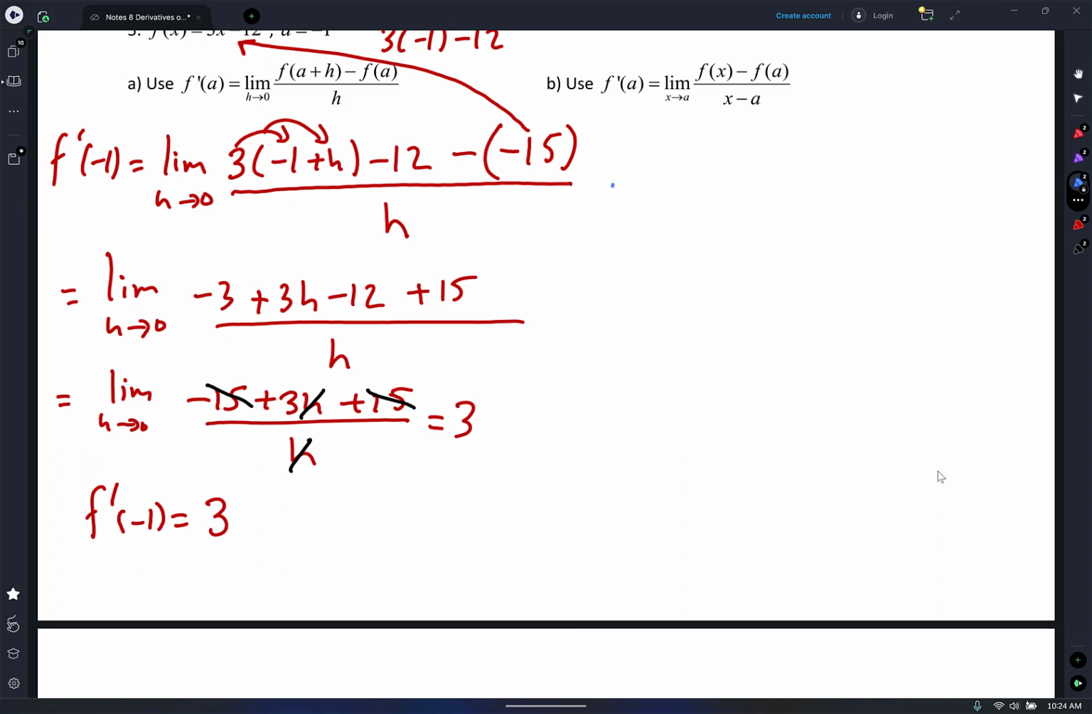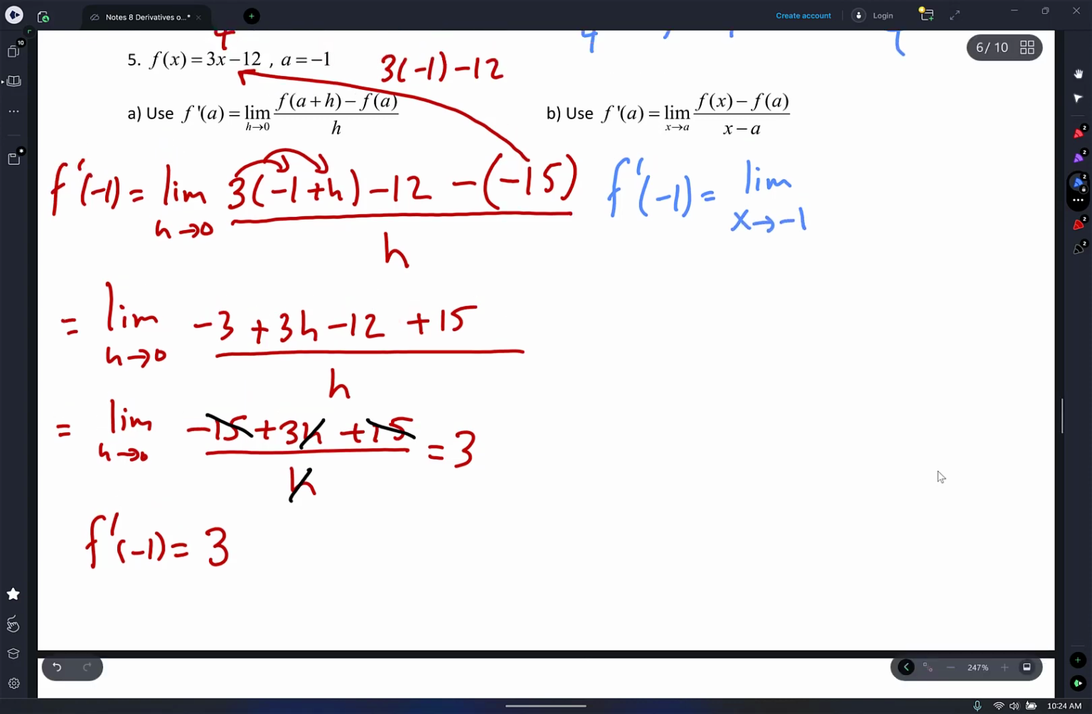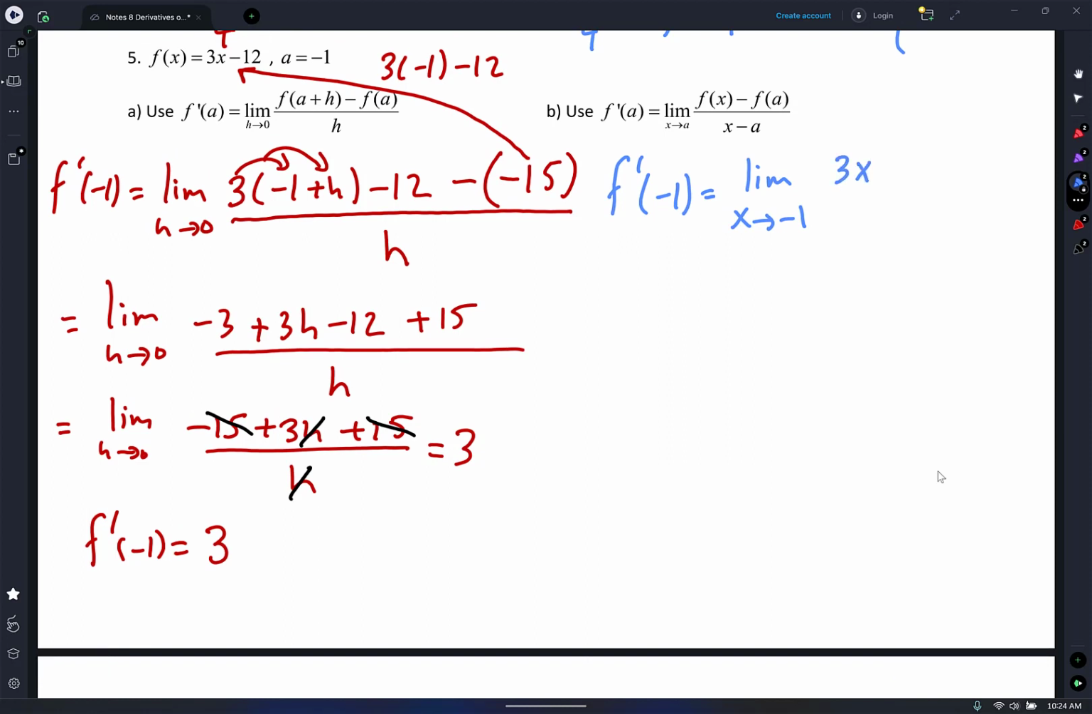All right, here we go. F prime of negative 1 equals the limit as x approaches negative 1 of f of x, which is 3x minus 12, minus f of negative 1, which we said was negative 15. Notice I put it in parentheses, minus a negative, all over x minus a negative 1, so that's going to turn into a plus.